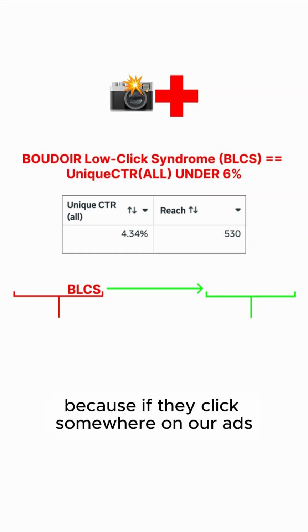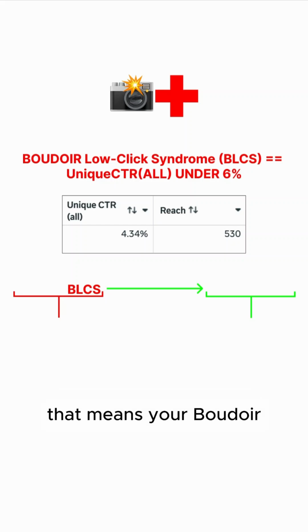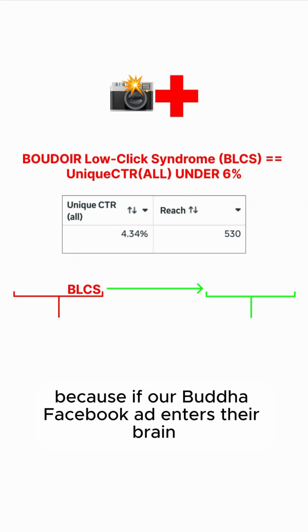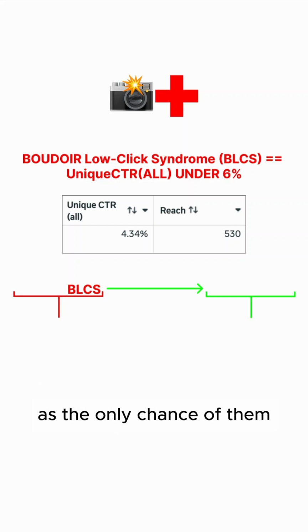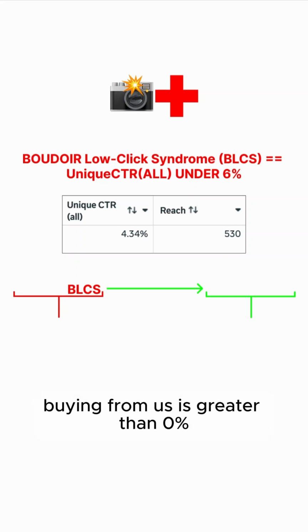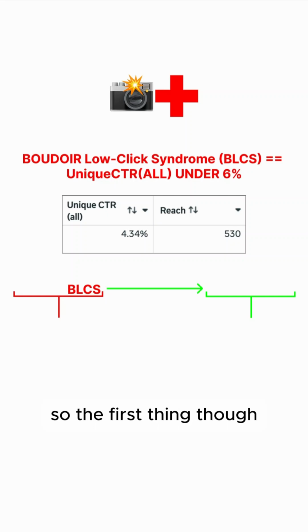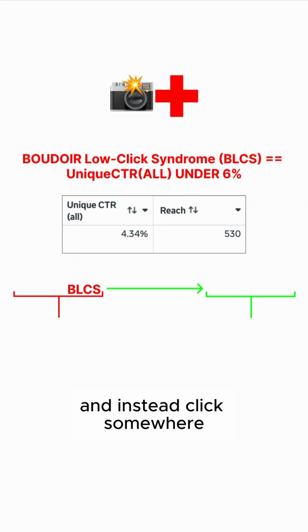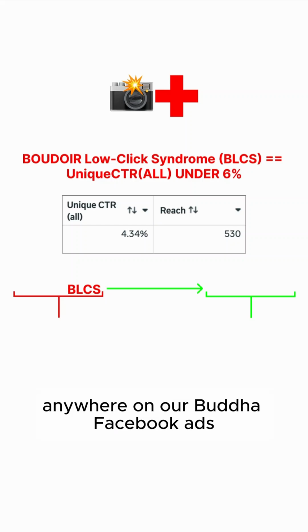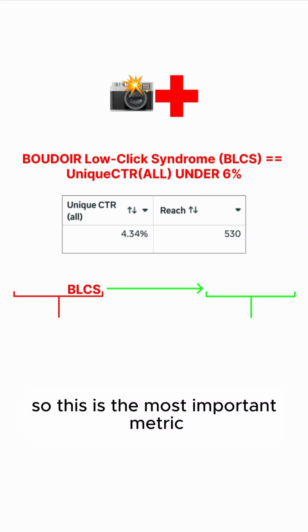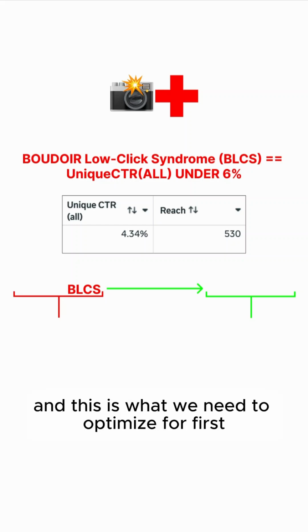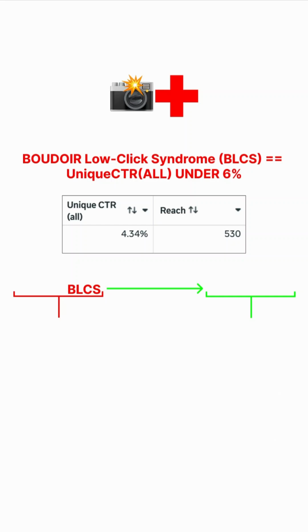And we care about this because if they click somewhere on our ads, that means our Boudoir Facebook ad has entered their brain. And we care about that because if our ad enters their brain, that's the only chance of them buying from us being greater than 0%. So the first thing is we've got to get them to not scroll by and instead click somewhere, anywhere on our Boudoir Facebook ad. This is the most important metric that we look at first when advertising, and this is what we need to optimize for first. It's kind of the highest leverage activity we can do for all of advertising.